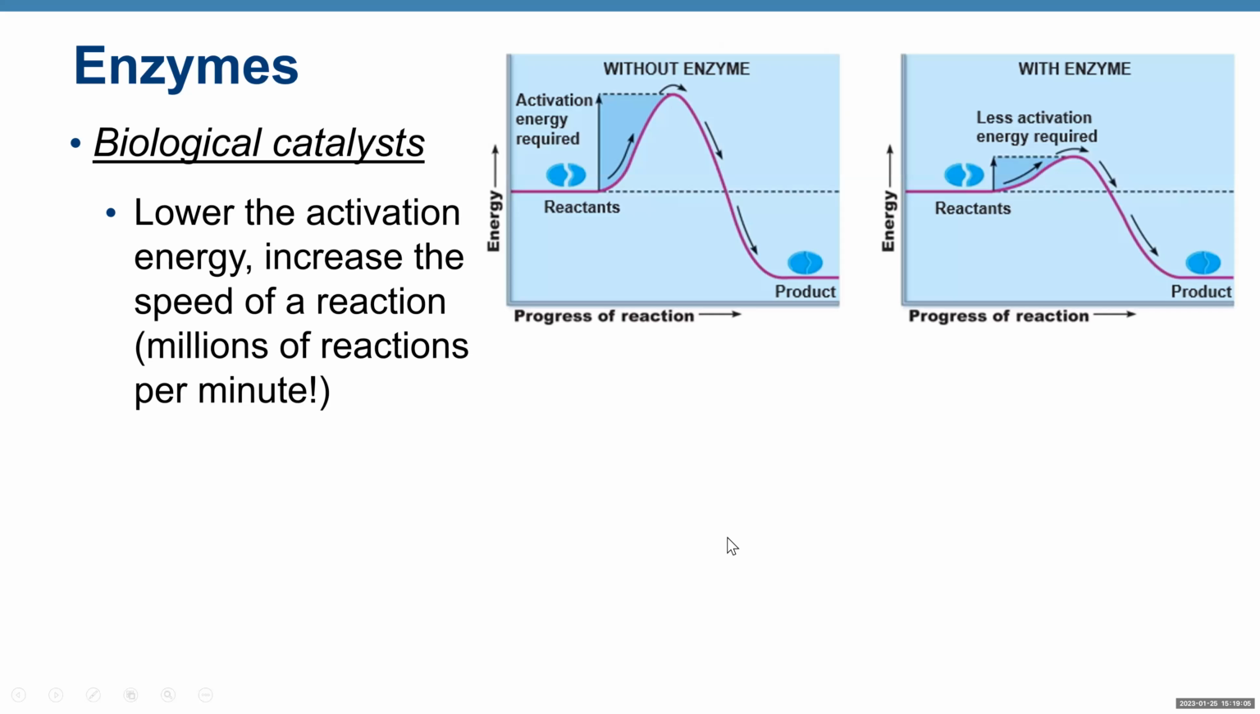Now, enzymes. Why all of a sudden we talk about enzymes? Because they're also proteins. Enzymes are biological catalysts. They lower the activation energy and increase the speed of reaction. Millions of reactions per minute with enzymes. So here we can look at the reactions that would happen without enzymes. Actually, all reactions that happen with enzymes can happen without enzymes, but it might take a million times longer, right? And of course, that speed of reaction is not even close to sustain life.